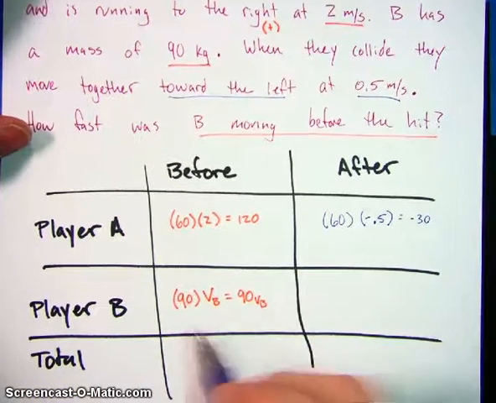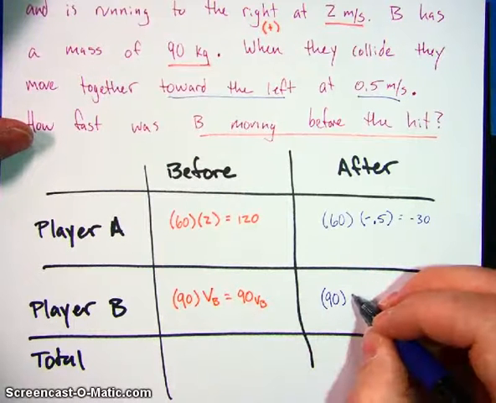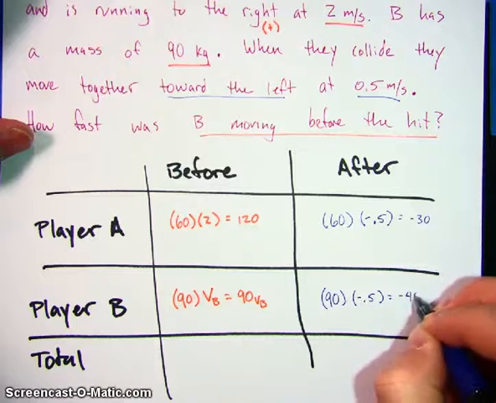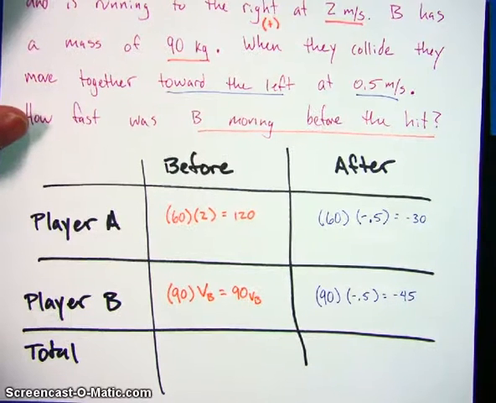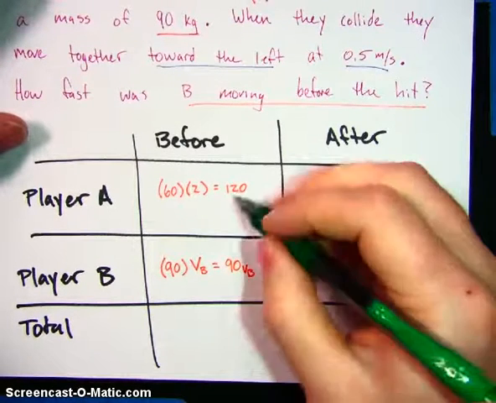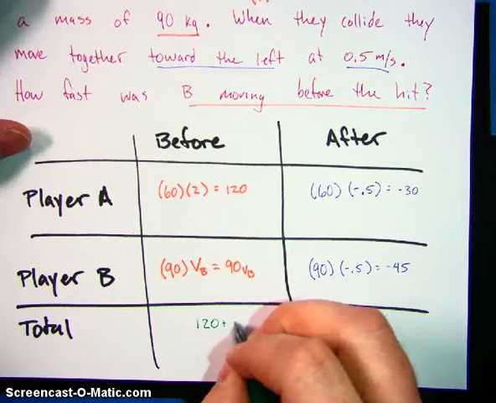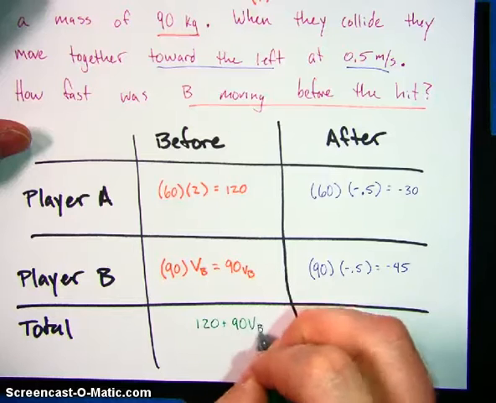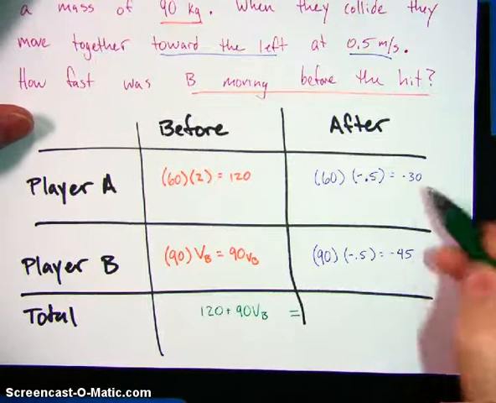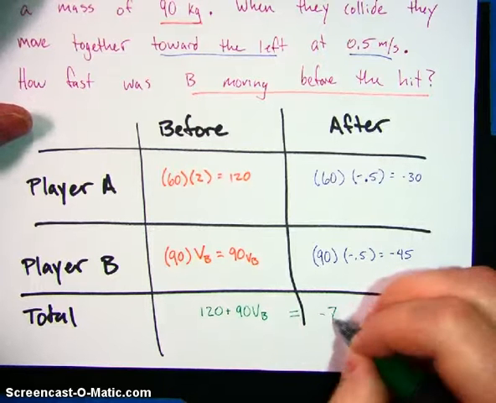Player B, on the other hand, still has the same mass, and they're moving together, so they have the same velocity, negative 0.5. That's negative 45 when you multiply it out. Now the last step, same as the last problem. We've got to combine all the stuff before, so 120 plus 90 VB. And we have to set it all equal to the other side. So negative 30 and negative 45 together is going to be negative 75.